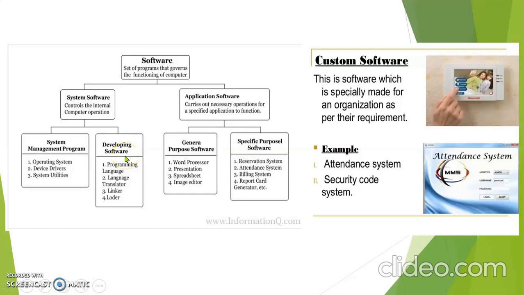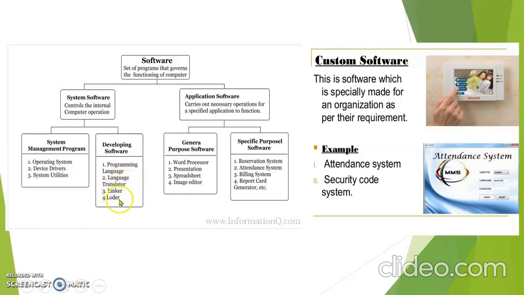Developing software. So programming language, we all know about it. It develops programs and softwares. Language translator. Now this is a very broad term. Language translator translates a programming language into machine language. As computer understands only machine language, all the programming languages need to be converted into machine language, and those are converted by translators like compiler and interpreter.